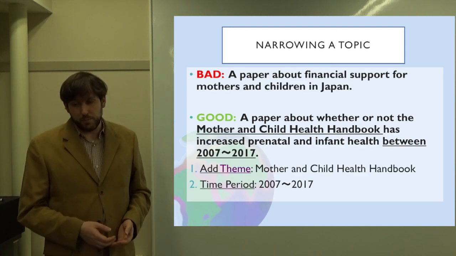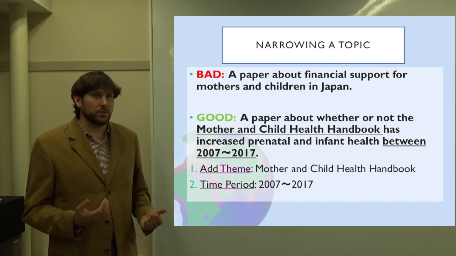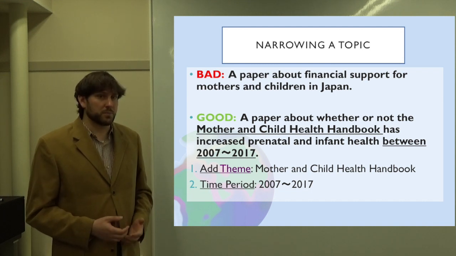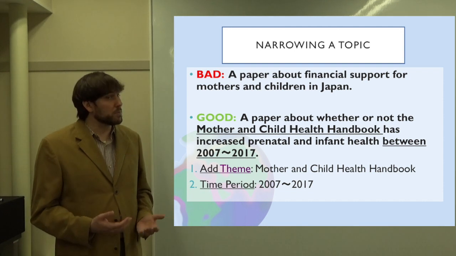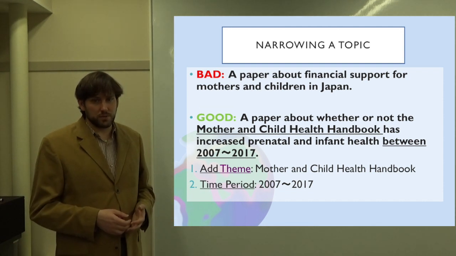Also, this would be bad, a paper about financial support for mothers and children in Japan. If you are a very large government think tank, and you want to spend millions and millions of dollars or hundreds of millions of yen, maybe you would write a paper like this. If you are a student on any level, this is a bad paper for you.